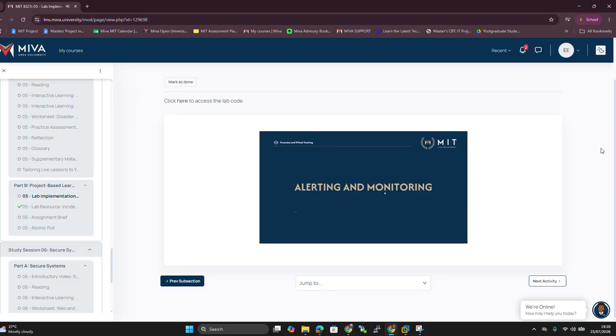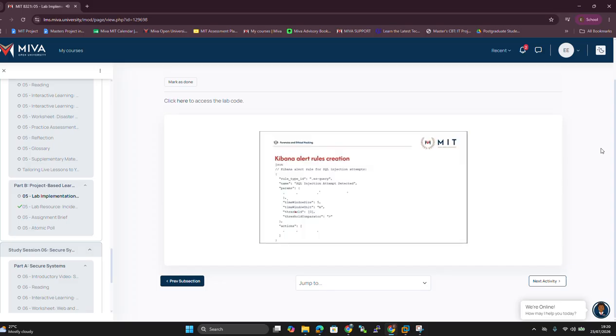So looking at the alerting and monitoring part of the module, it's important for you to understand that for us to visualize what the log has, we need Kibana. And we need to create Kibana alert rules that can raise triggers if the system behaves differently from the baseline. So this line of code we see here is a snippet that shows us how to create the Kibana rule.